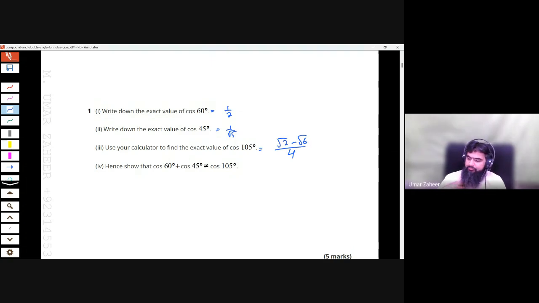Now it says to show that the left side will not be equal to the right side. Basically, here we are talking about that if you have cos of A plus cos of B, that is not equal to cos of A plus B. You can simply add them, so you have to prove it. It will be 1/2 plus 1 over root 2. That will be equal to root 2 minus root 6 divided by 4. And clearly, the left side and right side are not equal.